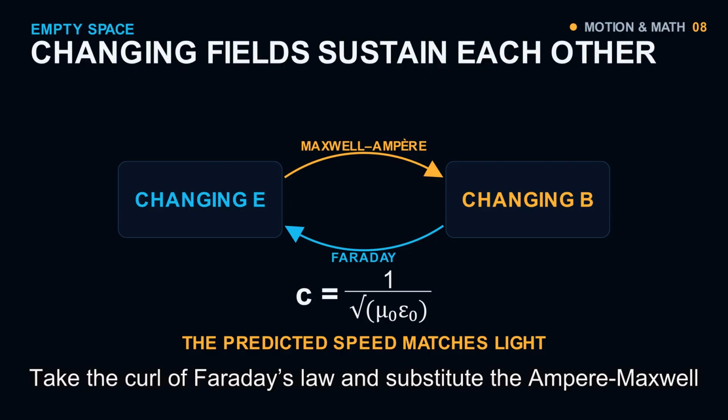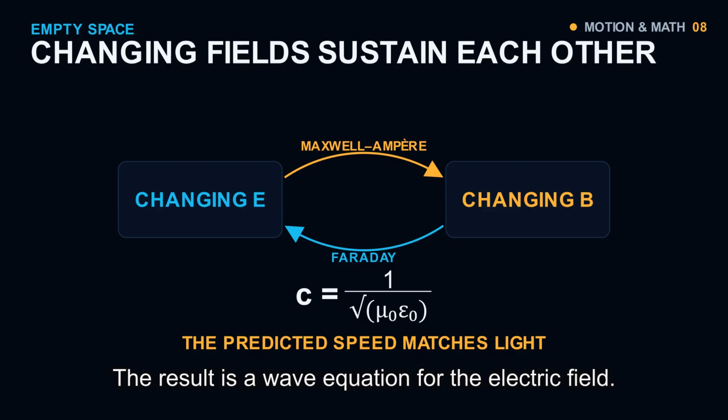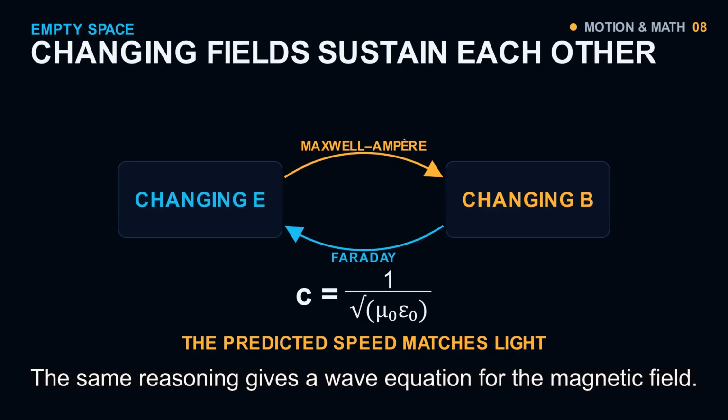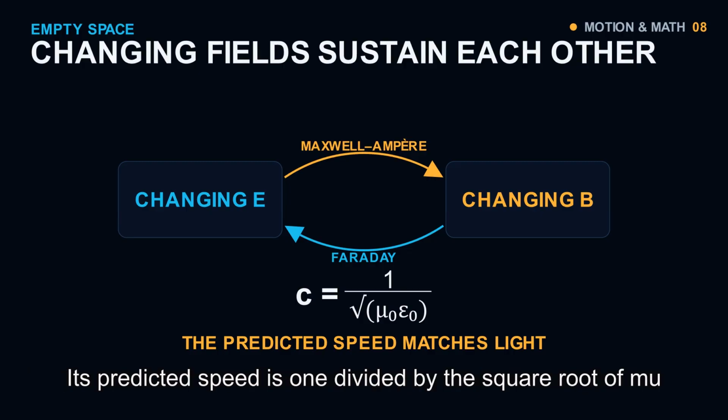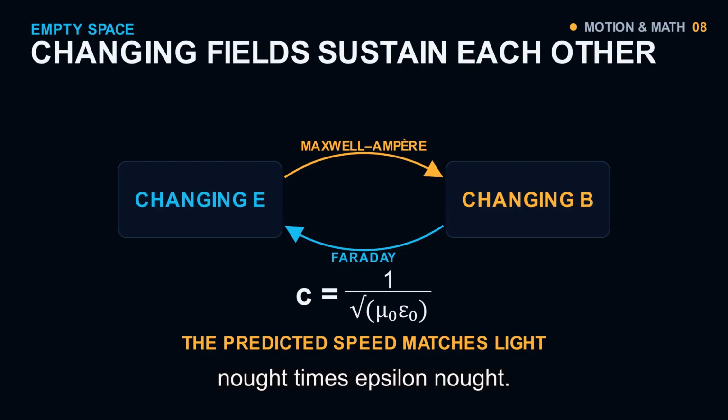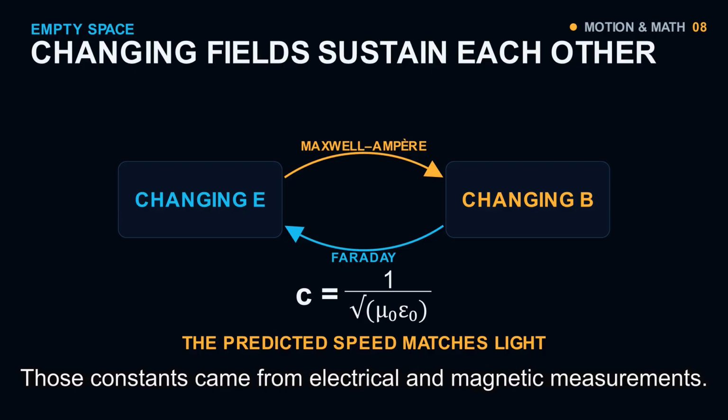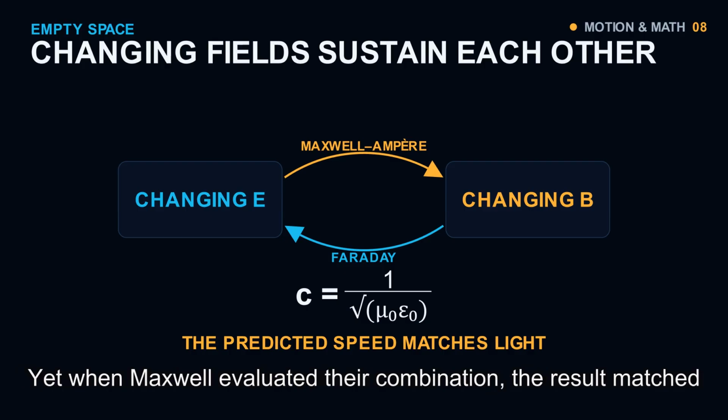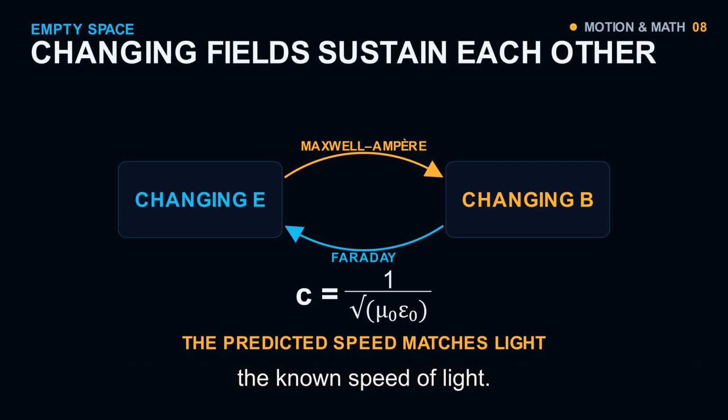Take the curl of Faraday's law and substitute the Ampère-Maxwell law. The result is a wave equation for the electric field. The same reasoning gives a wave equation for the magnetic field. Its predicted speed is 1 divided by the square root of mu naught times epsilon naught. Those constants came from electrical and magnetic measurements. Yet when Maxwell evaluated their combination, the result matched the known speed of light.